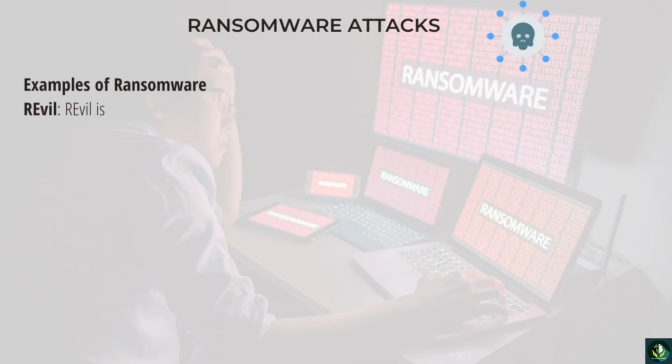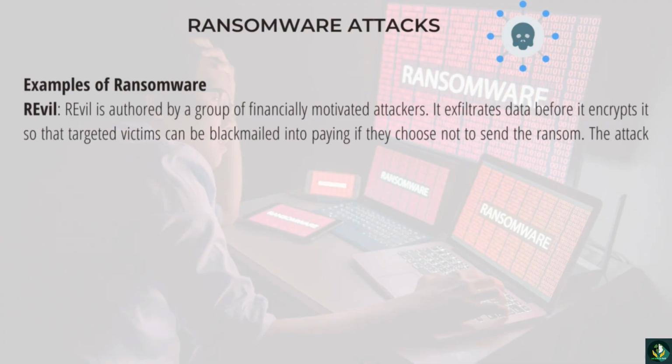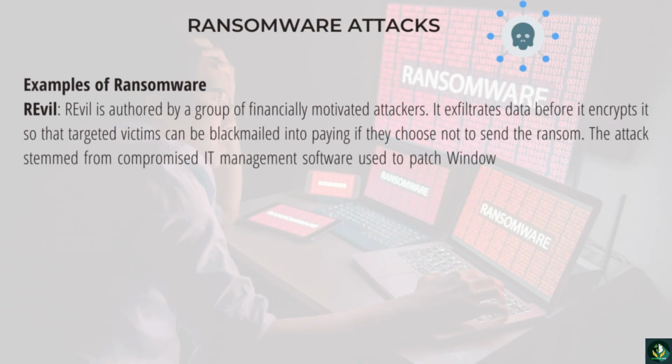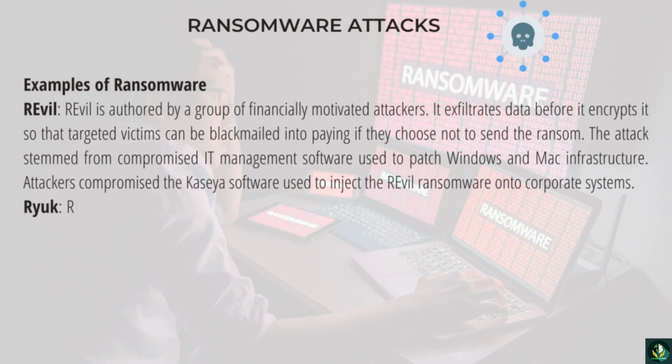Revil. Revil is authored by a group of financially motivated attackers. It exfiltrates data before it encrypts it so that targeted victims can be blackmailed into paying if they choose not to send the ransom. The attack stemmed from compromised IT management software used to patch Windows and Mac infrastructure. Attackers compromised the Kaseya software used to inject the Revil ransomware onto corporate systems.